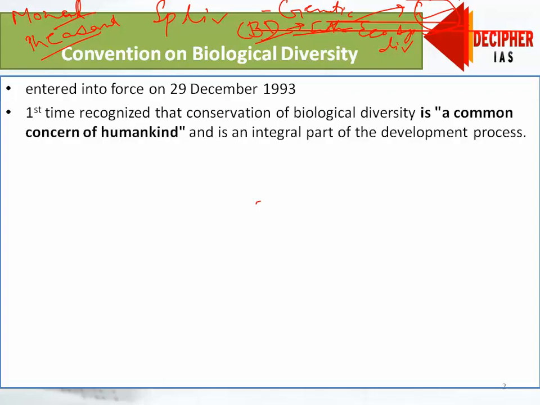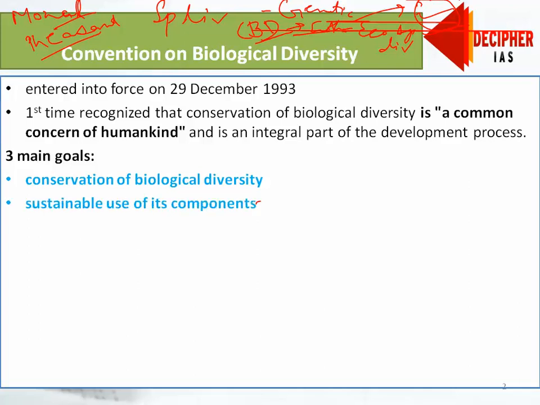Now it recognized for the first time that conservation of biological diversity is a common concern of humankind, and it is an integral part of the developmental process. That is, without conserving biodiversity, we cannot develop. It has to be integrated. Now, three main goals of this convention: first, conservation of biological diversity. That is, we should prevent the extinction of our species, gene pool, and ecosystems. Then sustainable use of these components. Obviously, when we conserve our biodiversity, we can use it sustainably, that is, for a long period of time, and our coming generations will also be using it.